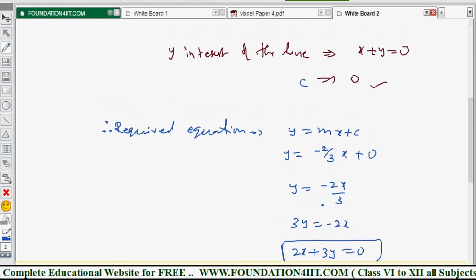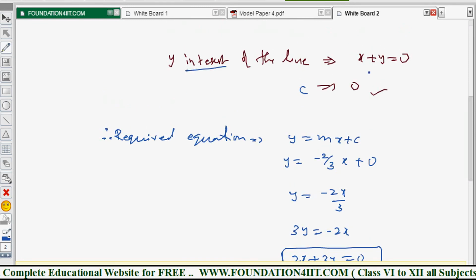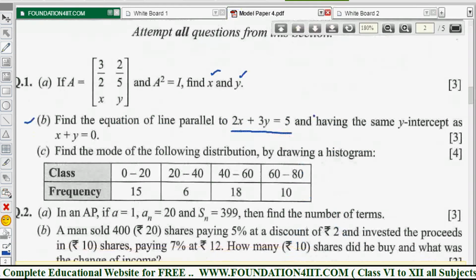So the main thing is the y-intercept. The y-intercept is also 0 from this equation, because if x is 0, then y is also 0, because the line is passing through the origin. Okay, now see the next one.